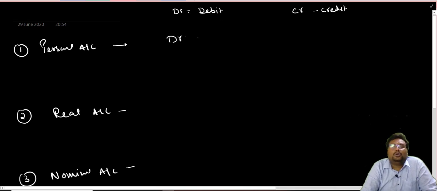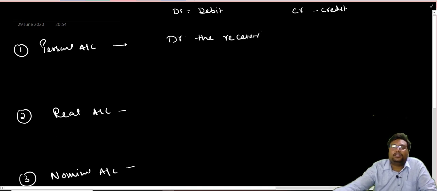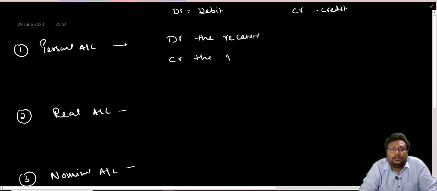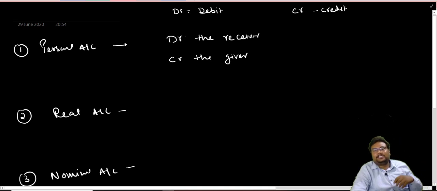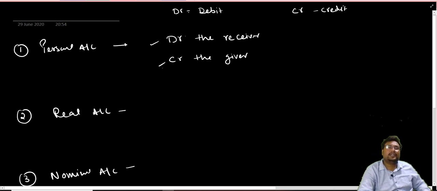Okay? So personal account is all about debit the receiver and credit the giver. Okay, so the personal account rule is what? Debit the receiver and credit the giver.